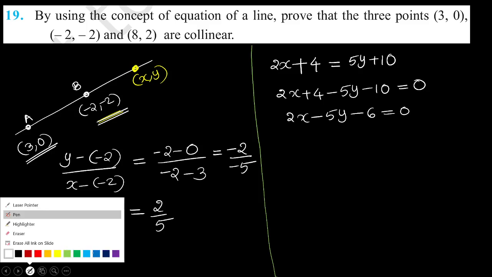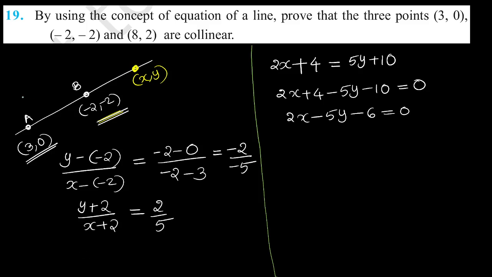The equation of the line I got. The equation of the line is what? 2x minus 5y minus 6 equal to 0 is the equation of the line. Not completed, not finished. So all of you please write down till this step.